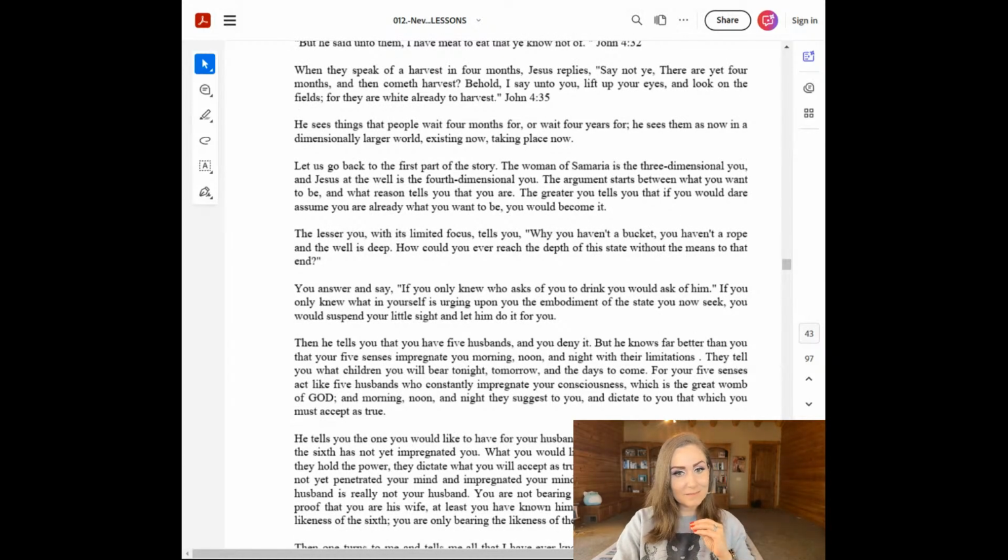But the limited senses, the limited thinking mind, the carnal mind or the natural mind is always thinking, but what about this? But what about that? You don't have the resources for it. You don't have enough this or enough that. And Jesus is saying, doesn't matter. If only you knew what you were capable of, if you let your highest self move through you and allow it to unfold naturally for you. Because it will, if we allow it.